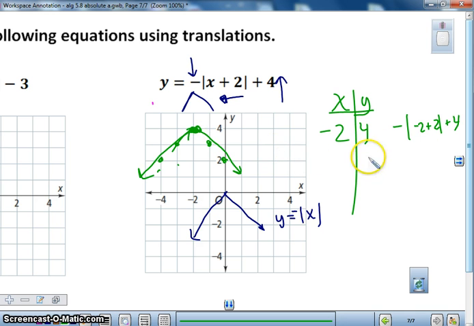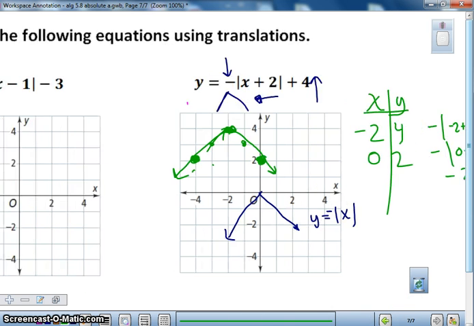I'm also going to put in 0. If I put in 0, I believe I should be getting 2. Negative absolute value of 0 plus 2, that's the -2, plus 4 does give me 2. So far these 2 points have checked. I would probably check -4 also. So make sure you do that.